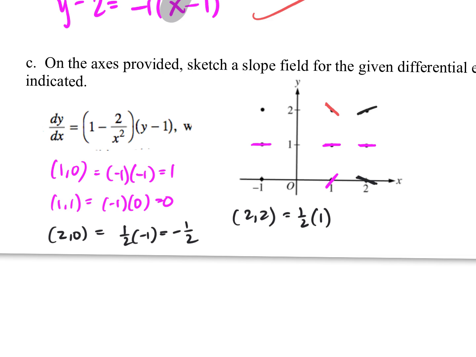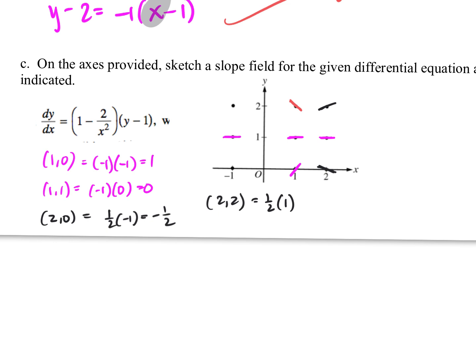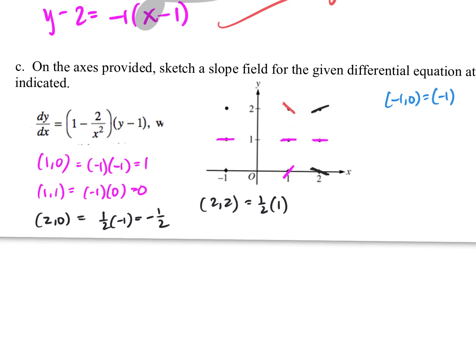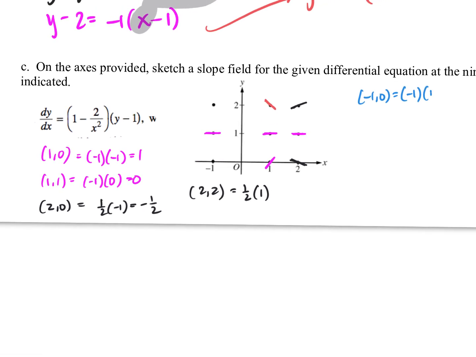And then I've got 2 more points to do. I'm going to do negative 1, 0. And again, these are like tedious. We can do them. They're just kind of tedious. If x is negative 1, square is still going to be 1. 1 minus 2, that would get me a negative 1. And if my y was 2 times 1, is that negative 1?